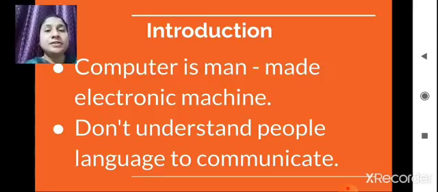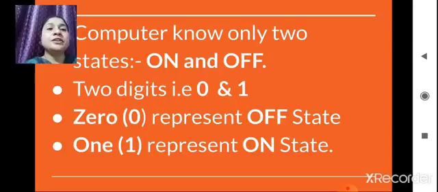Then how can people communicate with computer? How can computer understand our language? Okay, so we see how computer will understand our language. Computer knows only two states, on and off. Computer recognizes only two discrete states, that is on and off.